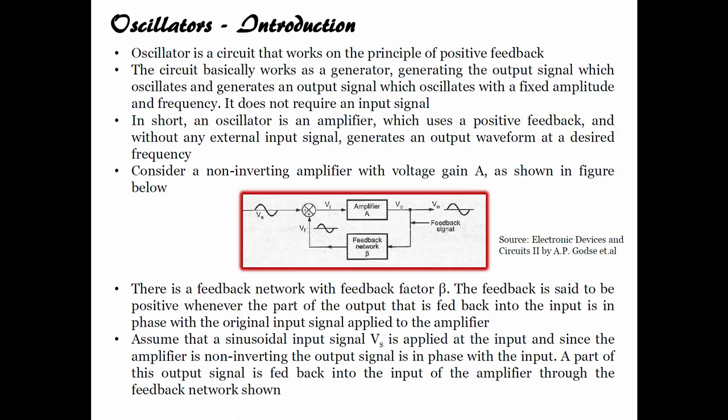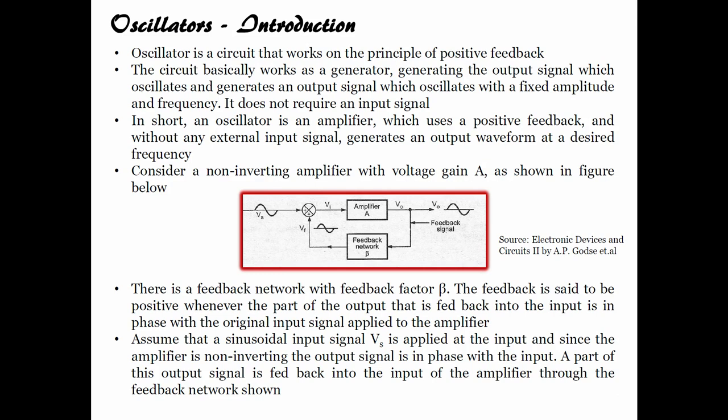One is that the output signal that is sent back to the input, the feedback signal, should be in phase with respect to the input signal. So, the phase shift of the feedback signal compared to the input signal should be 0 or 360 degrees. Second, it says that the modulus of A into beta should be greater than or equal to 1. These are the two criteria.